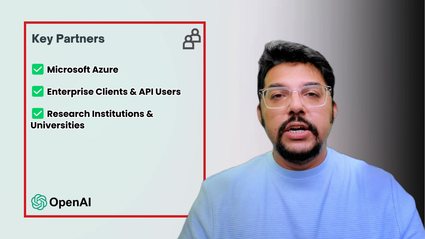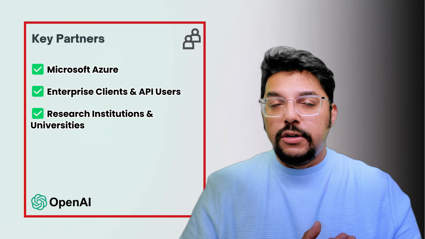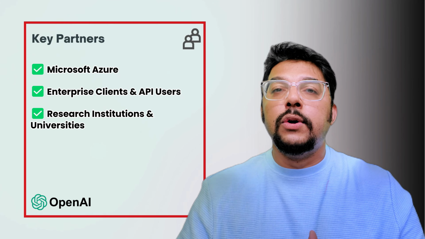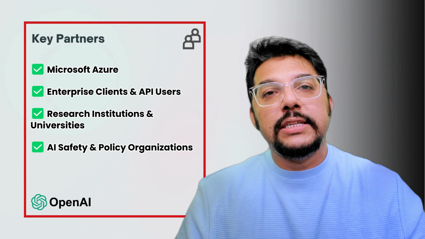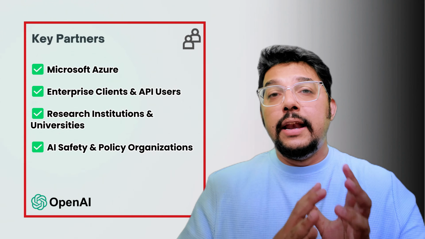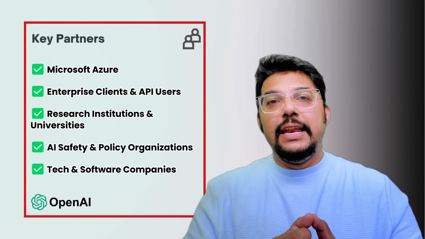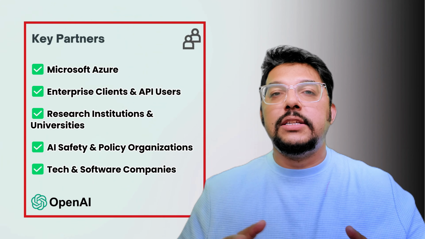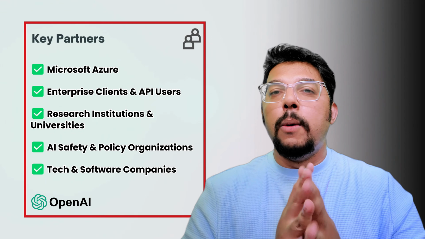Then different research institutes and universities, OpenAI actually collaborates with academic institutions to drive AI safety research, ethics discussion, and also machine learning advancement. Then partnerships with AI regulatory bodies, ethical AI research groups, and also global policymakers help ensure responsible AI development and compliance. And the last one is companies integrating OpenAI's AI into their own software systems such as productivity tools and automation platforms helps drive innovation and also commercialization.